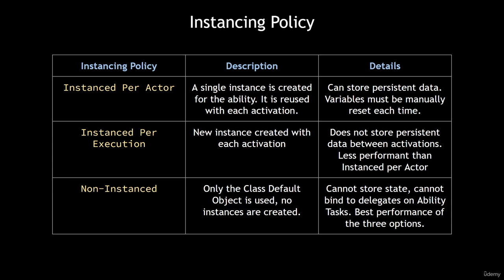Now we also have non-instanced. In other words, we never actually create an instance of the gameplay ability class. We're just using the class default object. No instances are created upon activation. Now, that's going to limit what the ability can do quite a bit. You can't store state, as we're not going to instance an actual object of the ability. You can't bind to delegates on ability tasks, which is something we'll learn how to do. So even though it's quite limited, you get the best performance. We're never actually creating objects of this ability class.